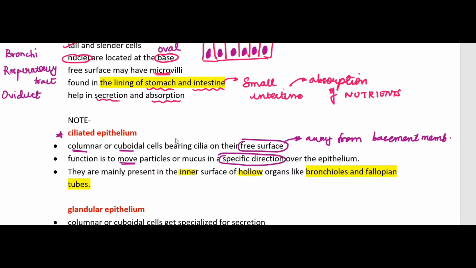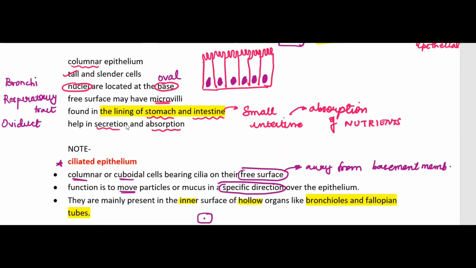So in bronchioles and fallopian tubes. So in bronchi, remember, there is ciliated columnar epithelium. So in bronchioles and fallopian tubules, ciliated epithelium is present. So remember. Next type of epithelium. Yeah, so before that, don't get confused. Ciliated columnar epithelium is found in the bronchi, whereas ciliated cuboidal epithelium is found in bronchioles. And fallopian tube, ciliated columnar epithelium is present.